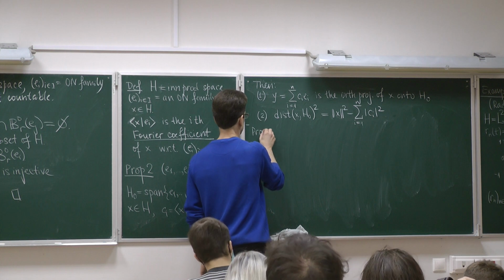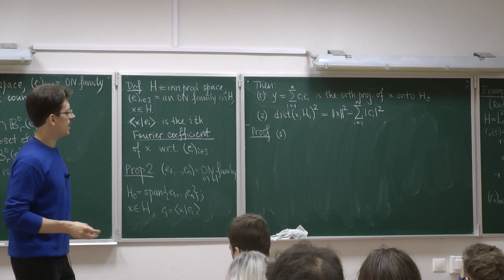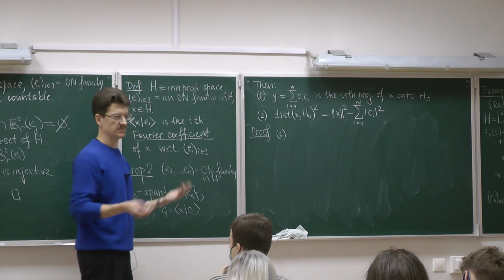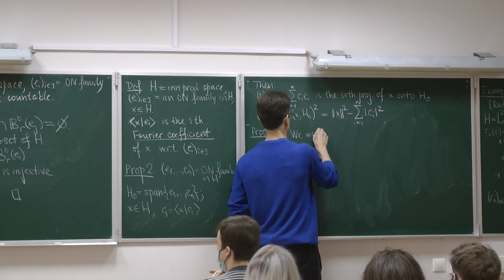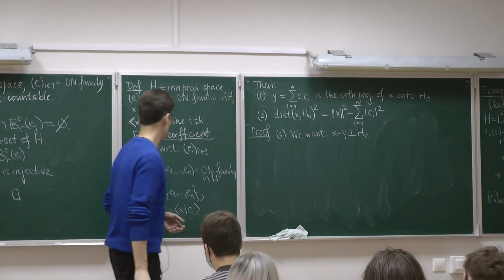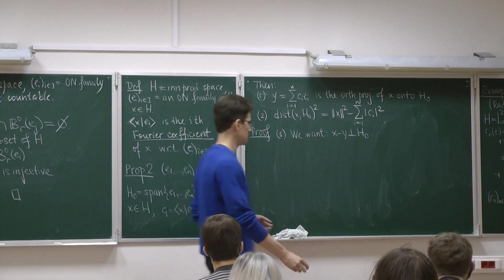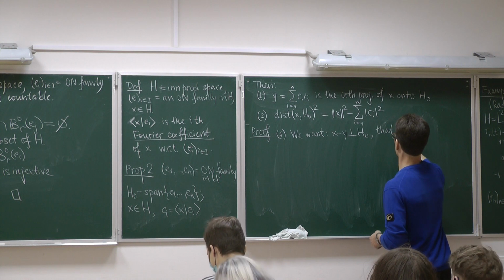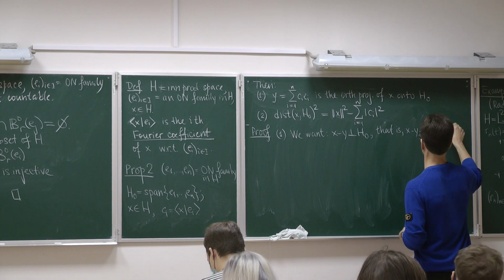To prove part 1, let's recall that the orthogonal projection is an element y such that x minus y is orthogonal to H_0. So we want to show that x minus y is orthogonal to H_0. But since e_1 to e_n form an algebraic basis of H_0, it suffices to show that x minus y is orthogonal to each of them: x minus y is orthogonal to e_j for each j.